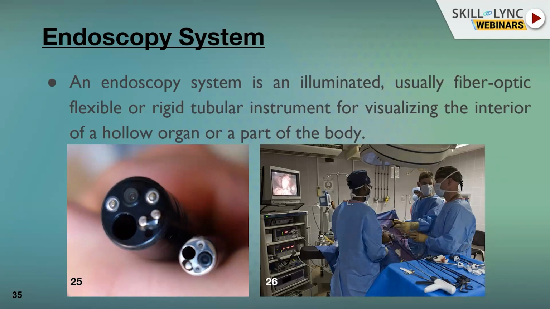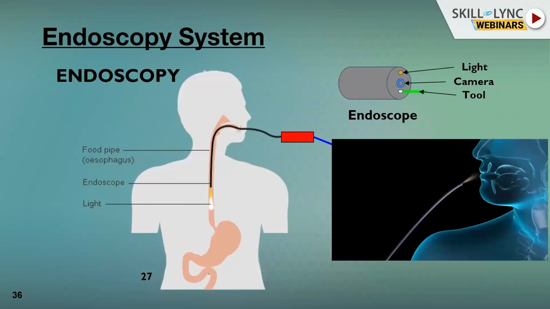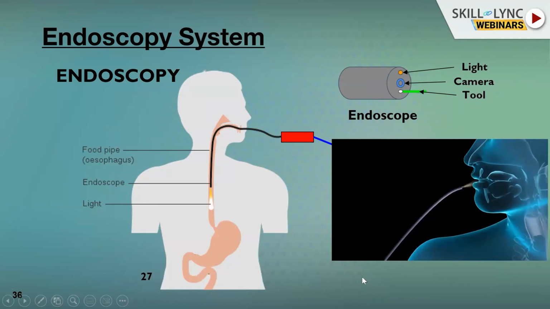Okay, so what is the endoscopy system? It has a set of instruments that is used to see what is happening inside. Okay, so here you can see you have a light, you have a camera, you have a tool. Okay, let's see how the endoscopy works. Let's see the video.